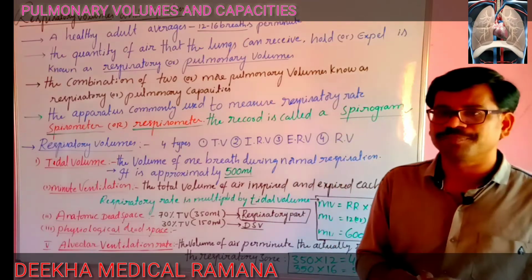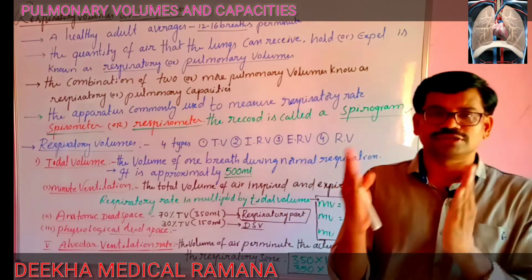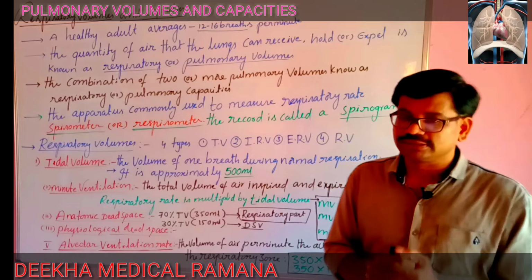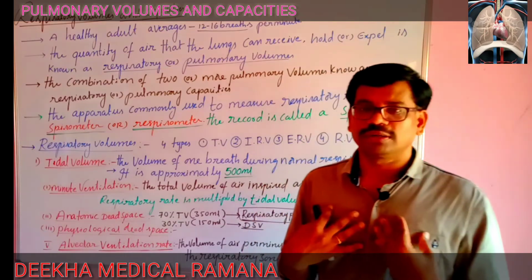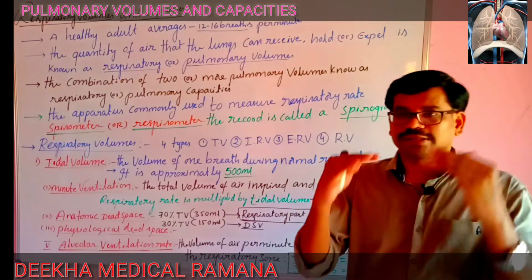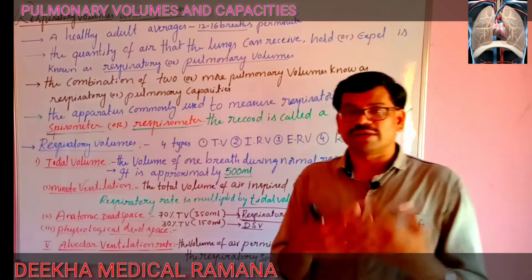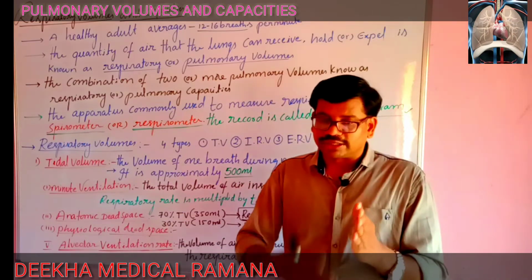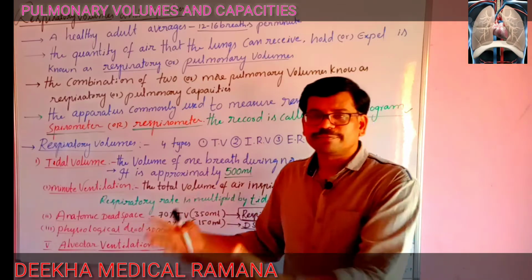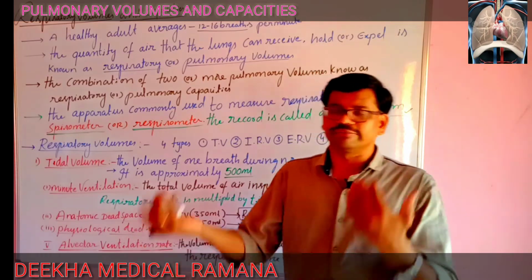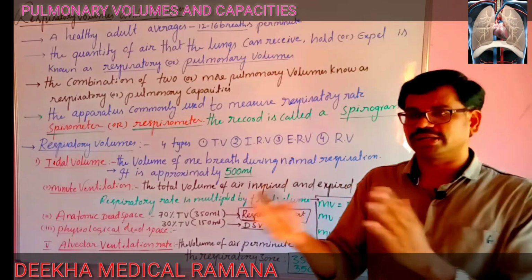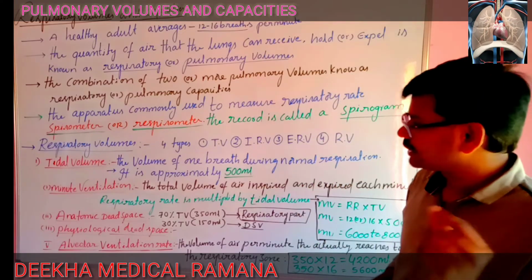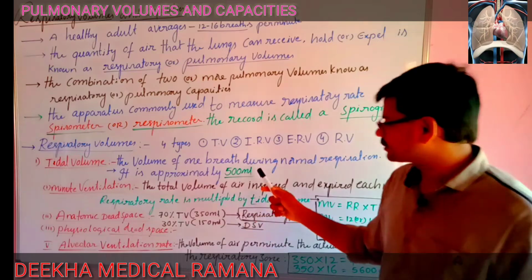The tidal volume varies considerably from one person to another. At the same time, in the same person, it changes at different times. What is the reason behind this? For example, when I am in a sitting position, the tidal volume is different. When I am standing, my tidal volume is different. When I am running, my tidal volume is different. But we take the person in the resting position. What about the tidal volume? Tidal volume is approximately 500 ml.